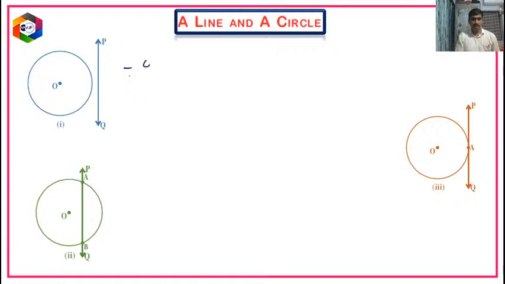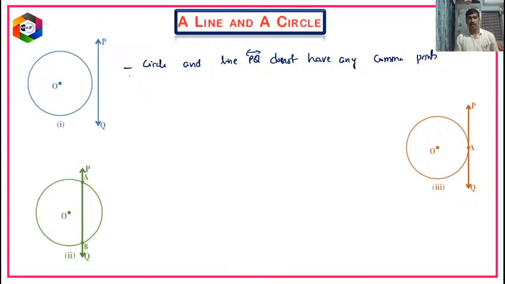Okay, so circle and line PQ do not have any common points. That means the circle is different and the line is different, and the line and circle are nowhere related. This is a line and that is a circle. Okay, observe. Now come to this case.